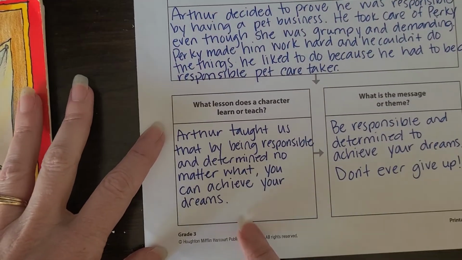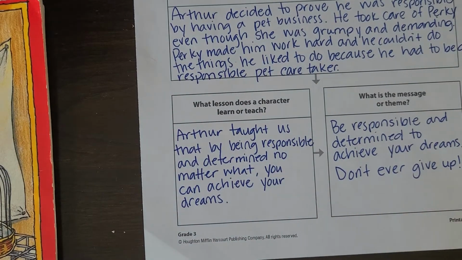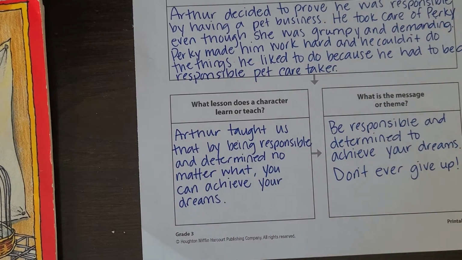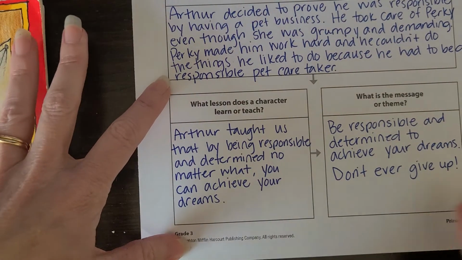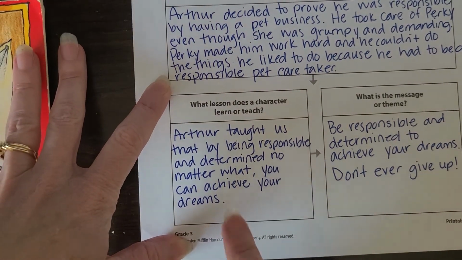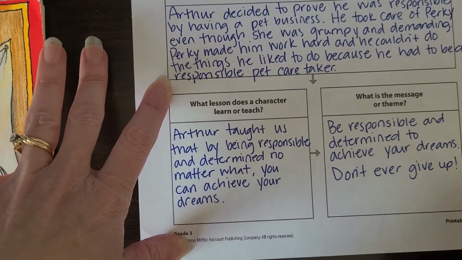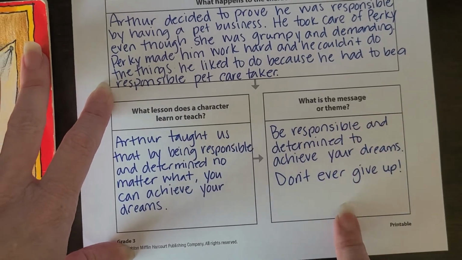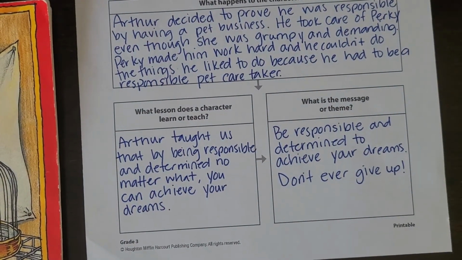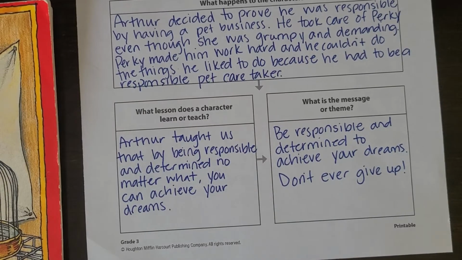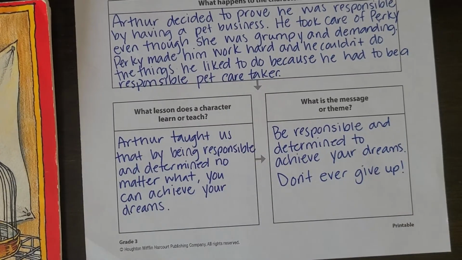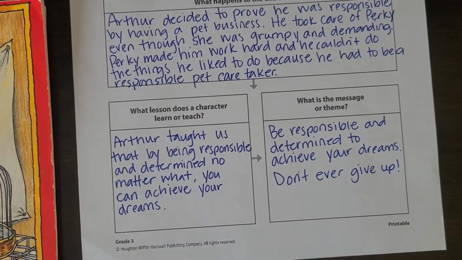Then down here it says, what lesson does a character learn or does the character teach? In this case, Arthur taught us something. Arthur taught us that by being responsible and determined, no matter what, you can achieve your dreams. He did that because he was determined, he was responsible, and in return, he got to have his puppy. And then over here is, what is the message or the theme? So for me, the message, the lesson I learned, was to be responsible and determined to achieve your dreams. Don't ever give up.